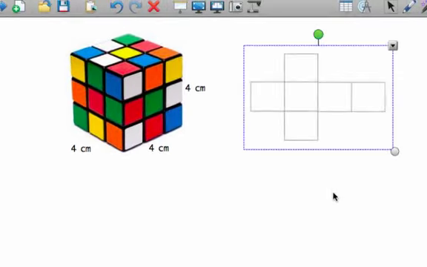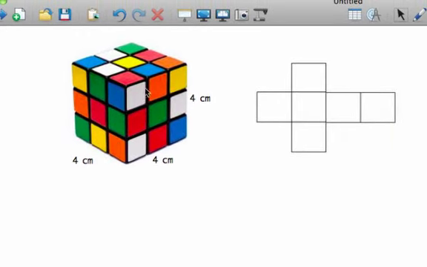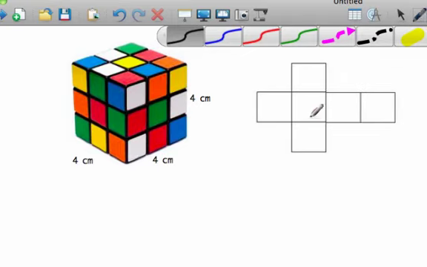And in the case of a cube, what you end up with is 6 faces: 1, 2, 3, and then this guy's opposite right here, 4, and then this guy's opposite right here on the back, 5, and then this guy's opposite on the back right over here is 6. And so we made 6 faces, and let's label these faces here.